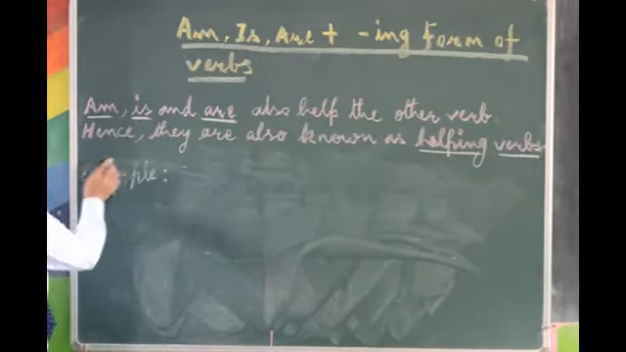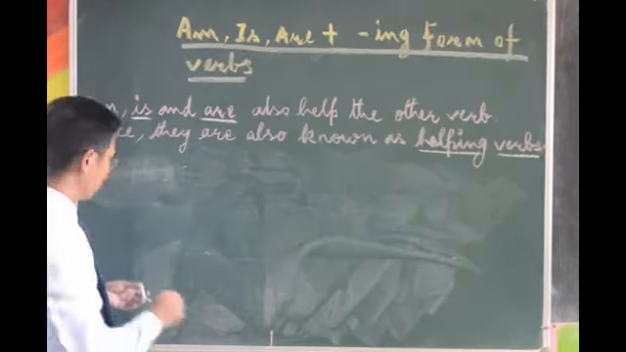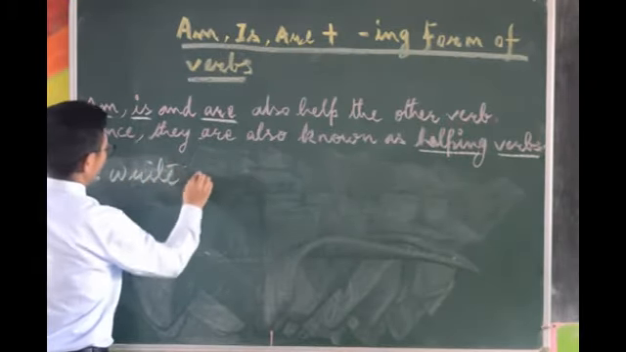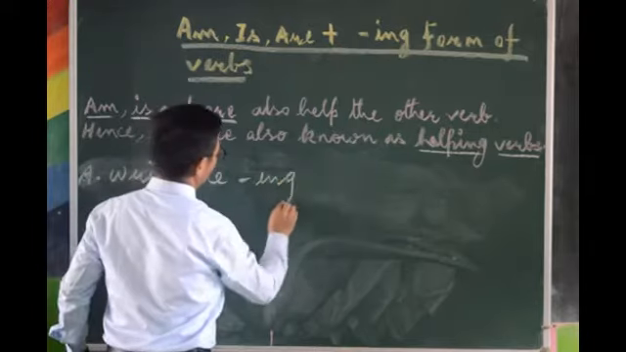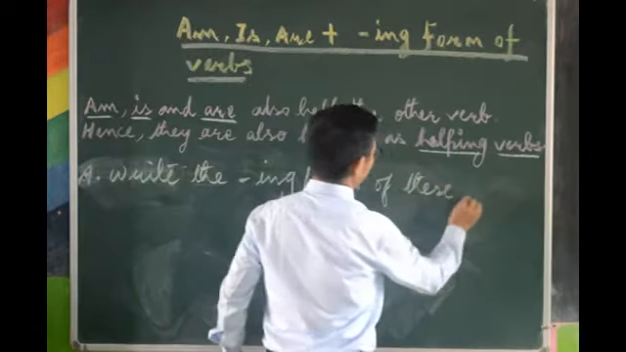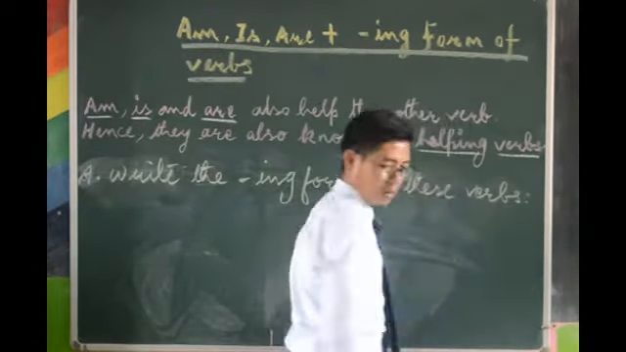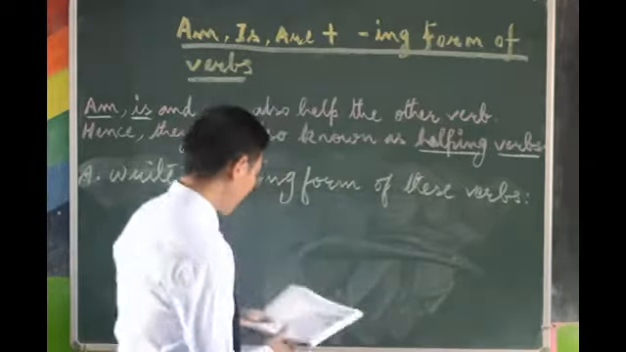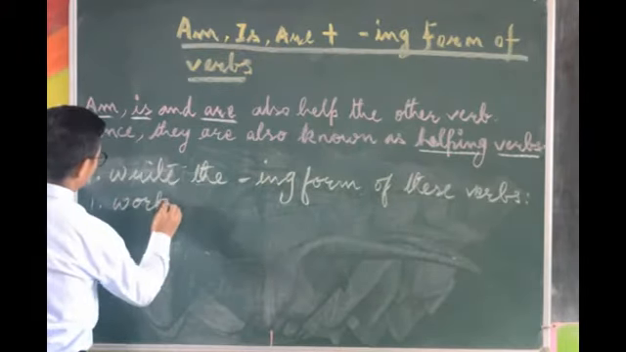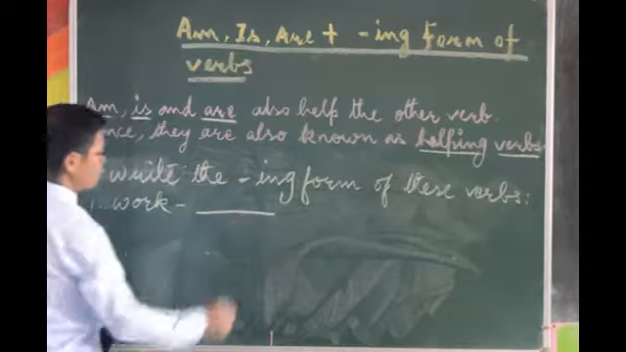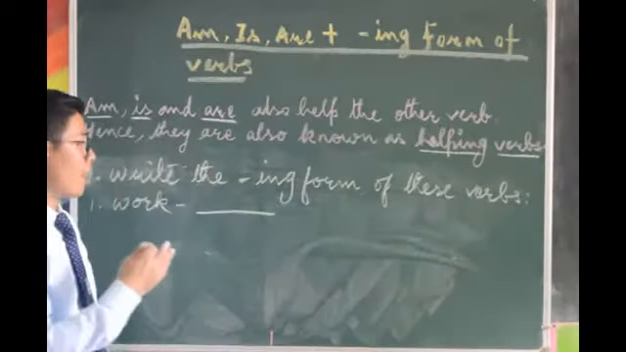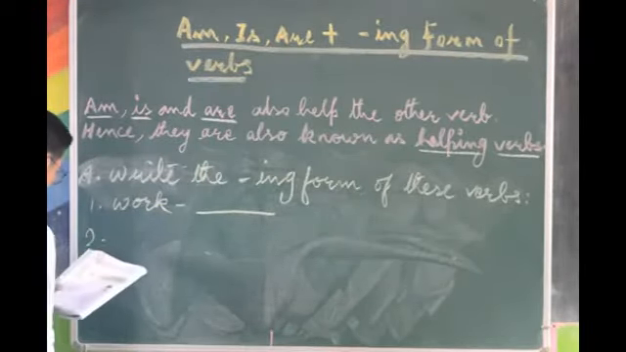Now see in your page number 62, write the ing form of these verbs. Verbs are given there in exercise A. Number one, work. So what you need to do is write the ing form of the verb. That means you need to add ing. Like sleep.